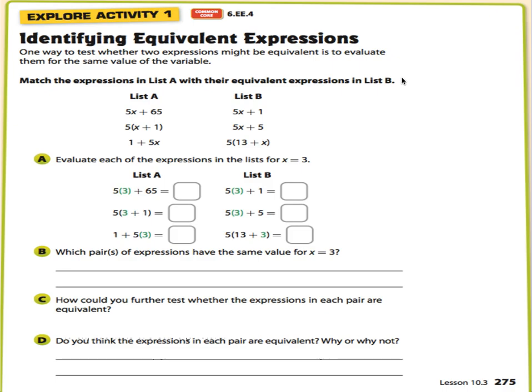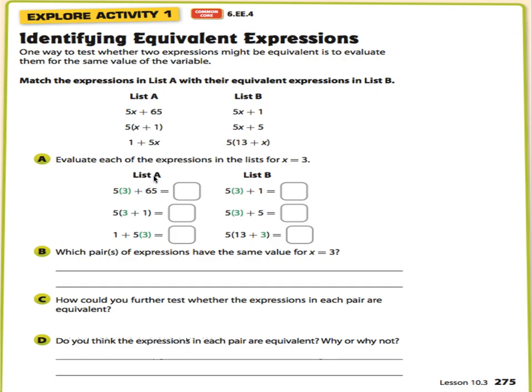So to start off, we're going to take these two lists of expressions, and we are going to determine which ones are equivalent. One way to do this is to simply choose a value and substitute that value in for the variable for each of the expressions. So for this one, we chose the value 3. Everywhere that you see an x, we are going to substitute the value 3. And then we are going to see what the expression gives us.